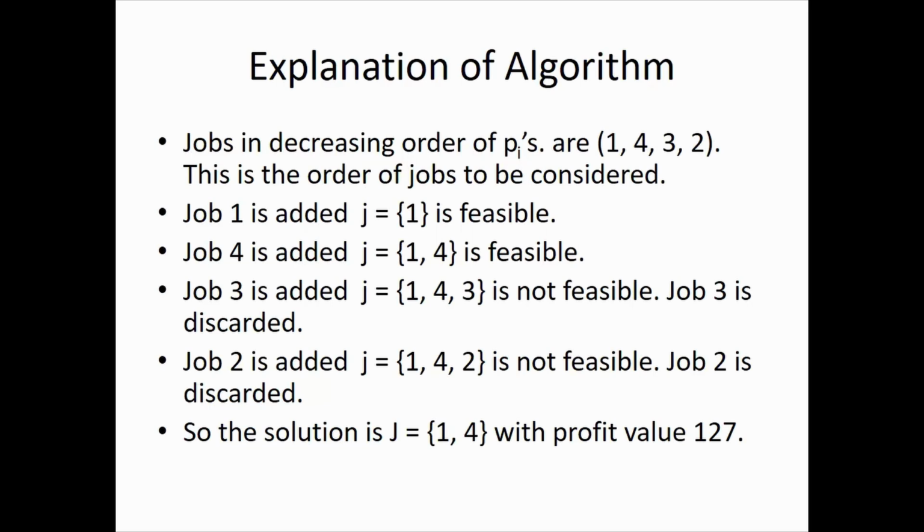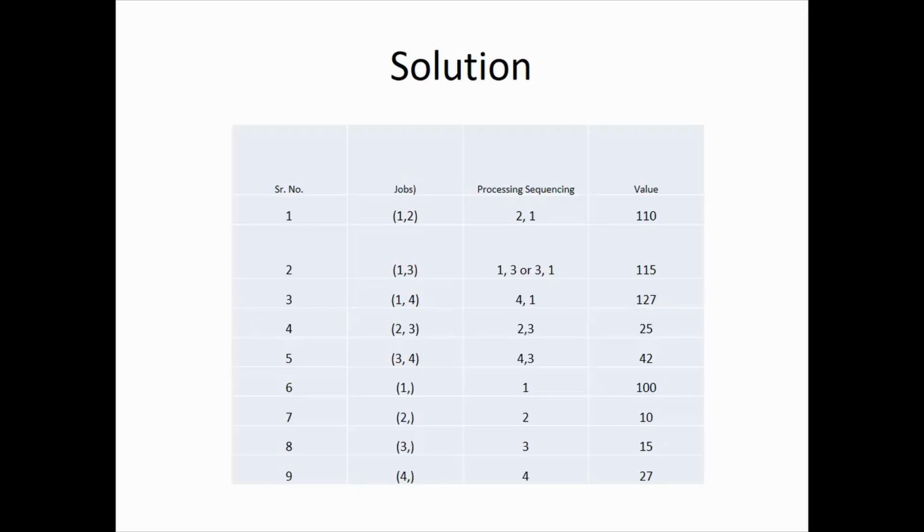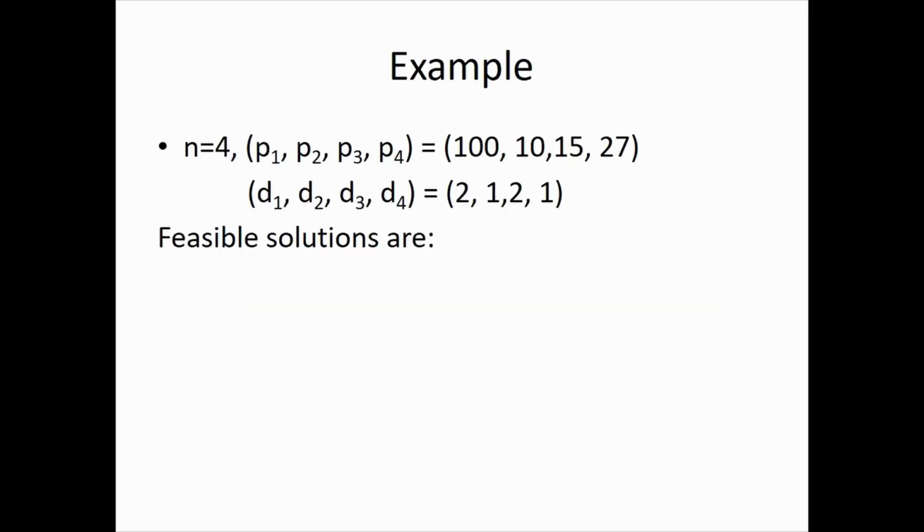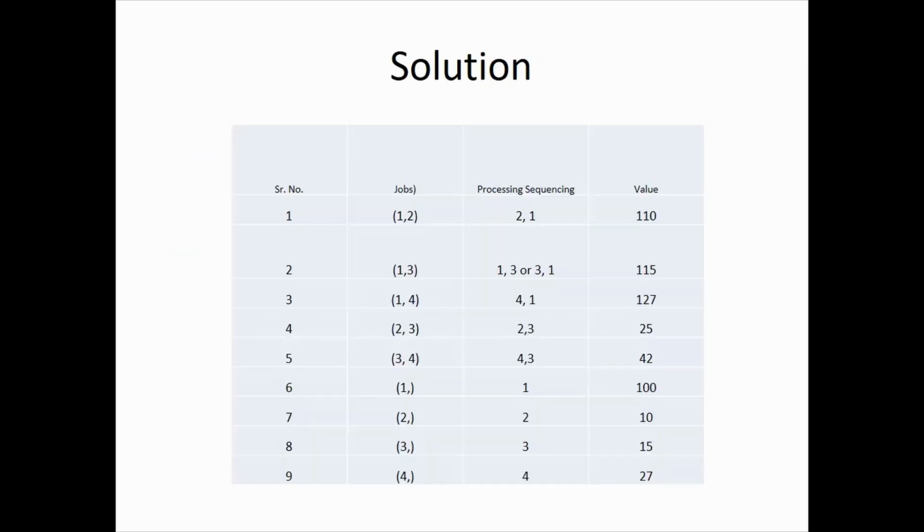So job 1 is added, J is equal to {1}. It is a feasible solution. Now job 4 is added, {1, 4}. Is it feasible or not? Yes, because the deadlines of 4 and 1 are 1 and 2. Yes.